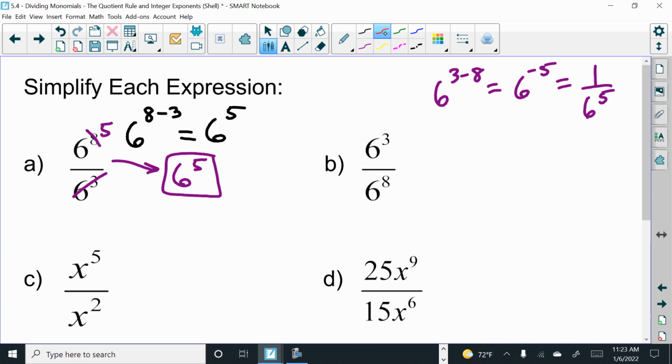How many 6's do I have at the top? 3. How many do I have at the bottom? 8. Guys, what if I get rid of 3 6's from here, leaving me with a 1, and I get rid of 3 6's from these 8 6's, won't I just be left with 5 downstairs already, and I'm done?